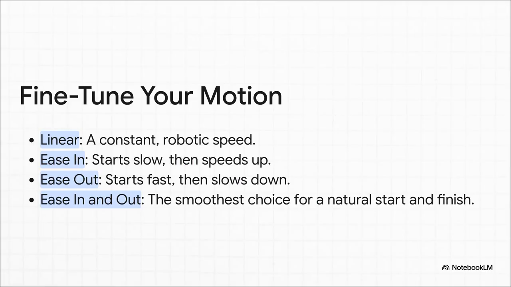It's that easy. Now, to really make this look good, you need to pay attention to easing. By default, it might be on linear, which feels kind of robotic. It starts and stops instantly. What you want for that really smooth, professional feel is ease in and out. It gently ramps up the speed and then gently slows down at the end. It's just so much more natural.